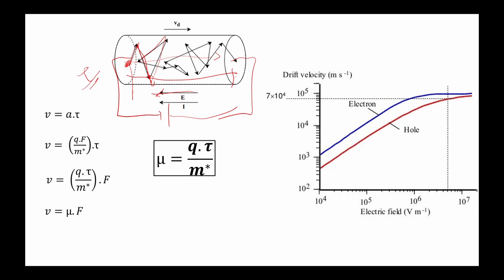We are also assuming that as soon as it collides, it stops. The velocity is equal to 0 as soon as it collides, and then again it accelerates due to the electric field. So from here we can say the velocity of the electron is equal to acceleration times tau, where tau is the average collision time.